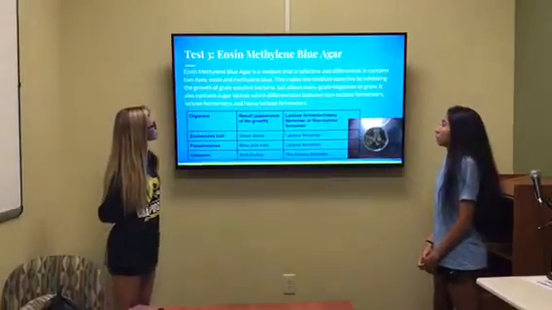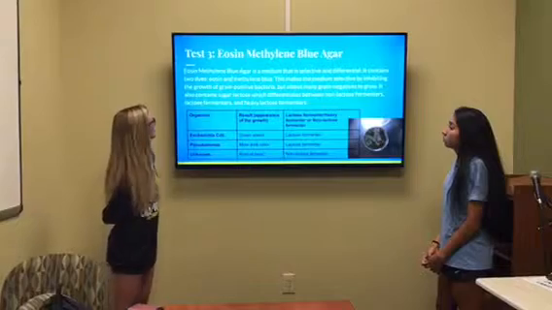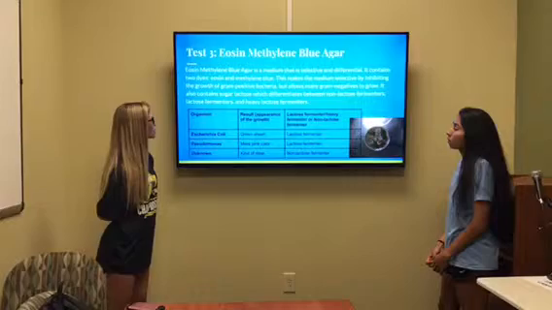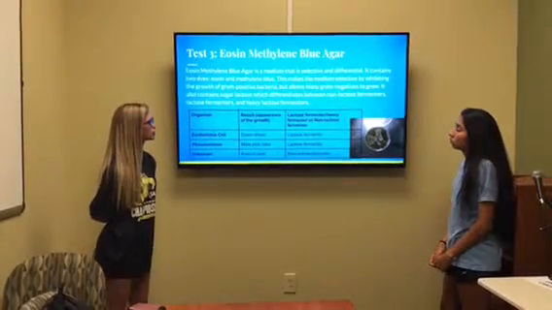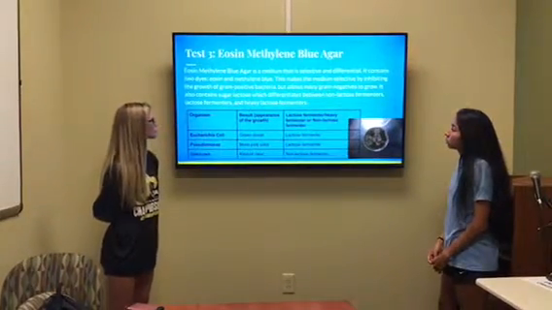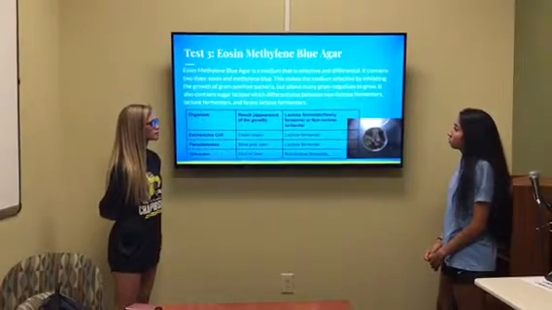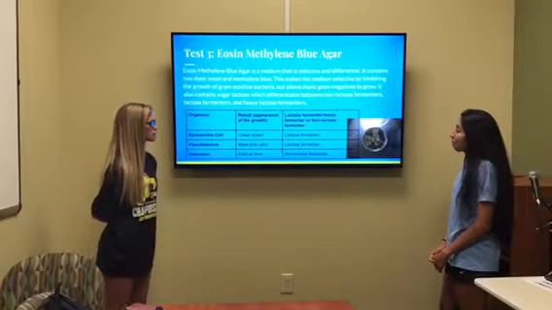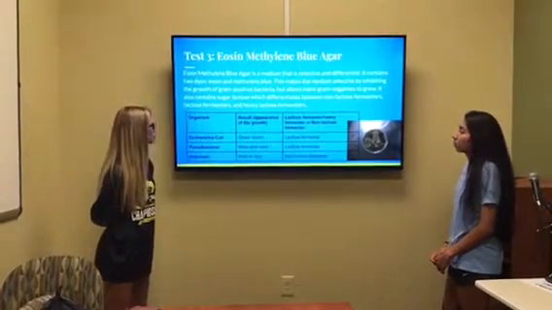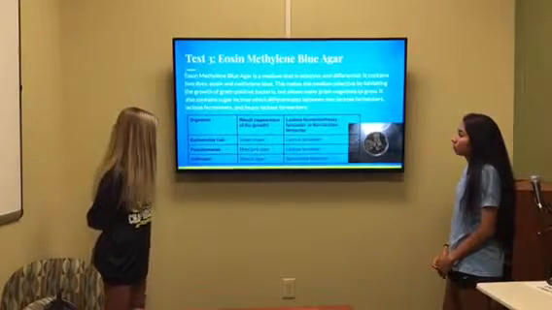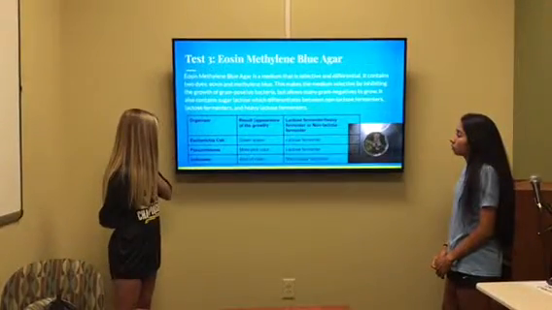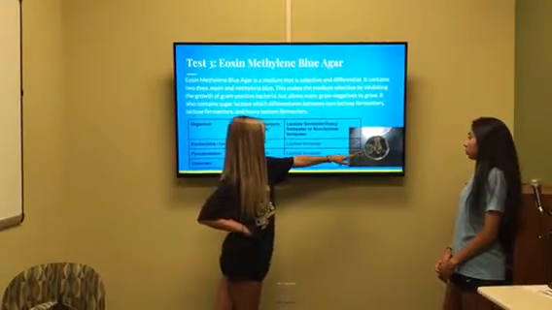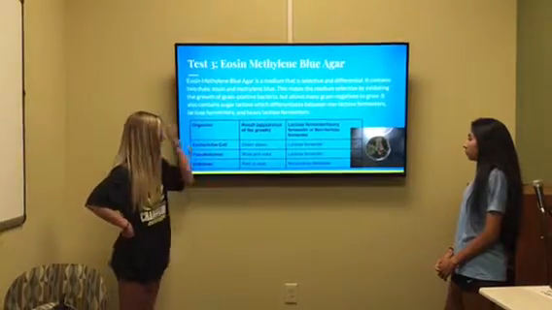The next test that we did was the eosin methylene blue agar, and that is a medium that is selective and differential. It contains 2 dyes, the eosin and methylene blue. This makes a medium selective by inhibiting the growth of gram-positive bacteria, but allows many gram-negatives to grow. It also contains the sugar lactose, which differentiates between non-lactose fermenters, lactose fermenters, and heavy lactose fermenters. So we tested E. coli and Pseudomonas and our unknown, and our results are over here, and they kind of mixed a little bit, so it's hard to tell, but our unknown was a non-lactose fermenter.